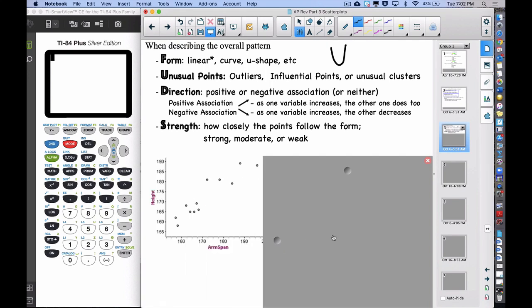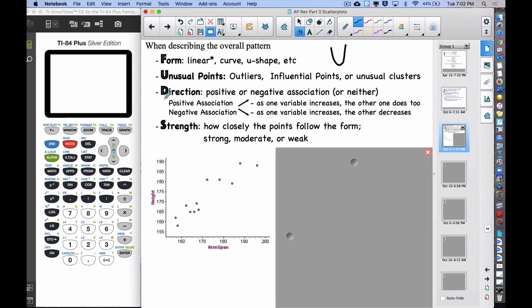So if we were to look at this scatter plot and we wanted to describe it, yes, we're using FUDs. When we do CUS, we really need to do each of those as a separate sentence. There isn't a way to put them all together. You could do that here.